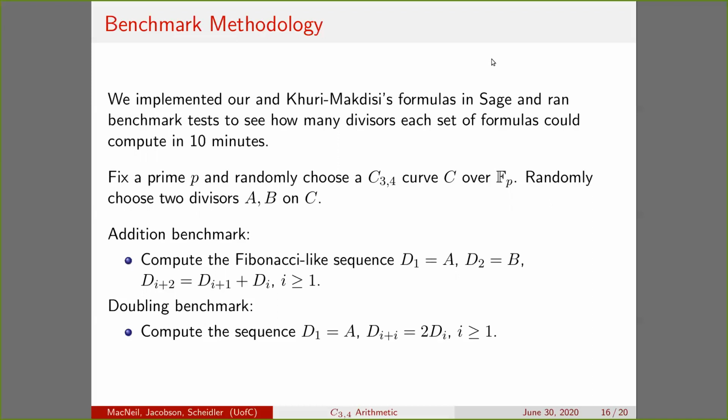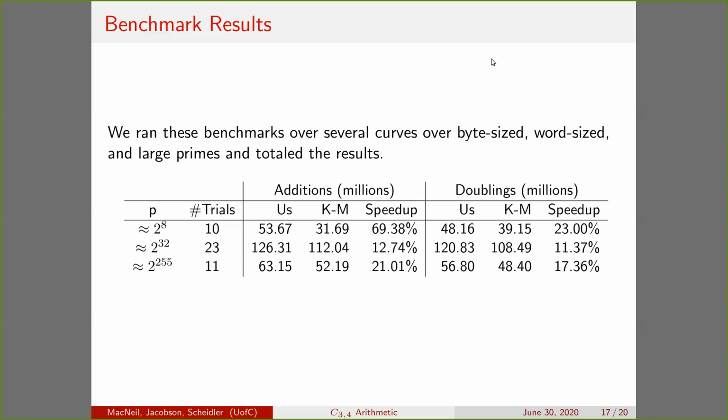In order to test addition, that is. And to test doubling, we compute the sequence a, 2a, 4a, 8a, 16a, and so on. So we see how many divisors we can add using the addition benchmark sequence and how many divisors we can double using the doubling benchmark sequence in 10 minutes, and these are the results of those benchmarks.